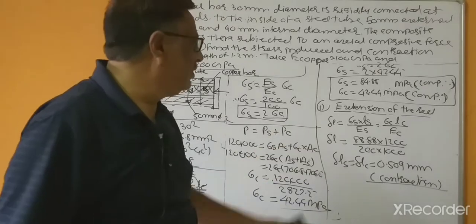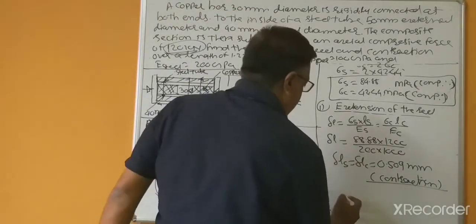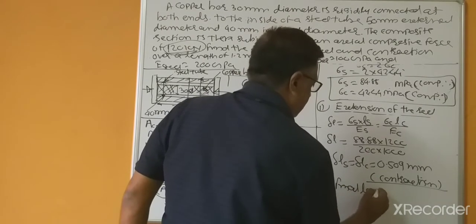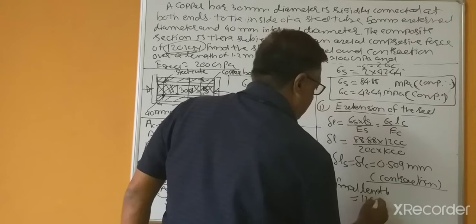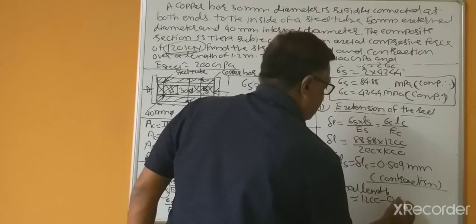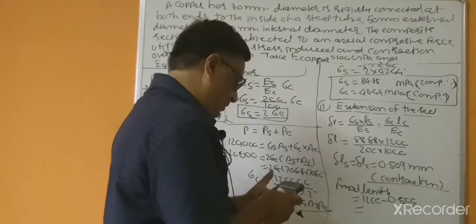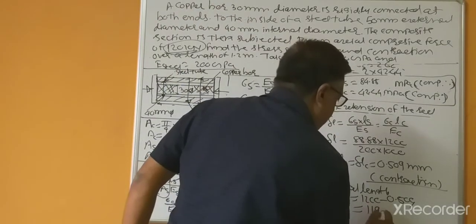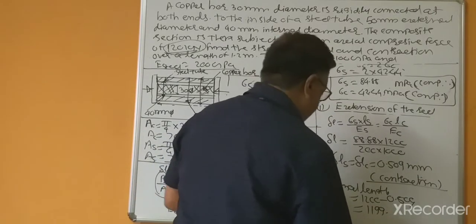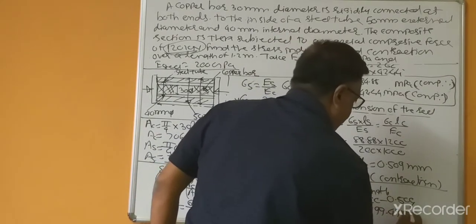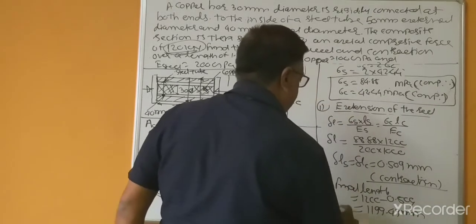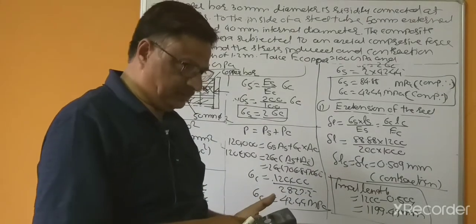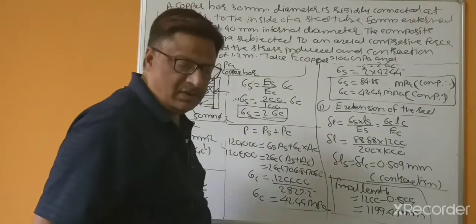Means our final length equal to 1200 minus 0.509, and this is equal to 1199.49. This is the final length, the additional bit. Now I think you understand what this means.